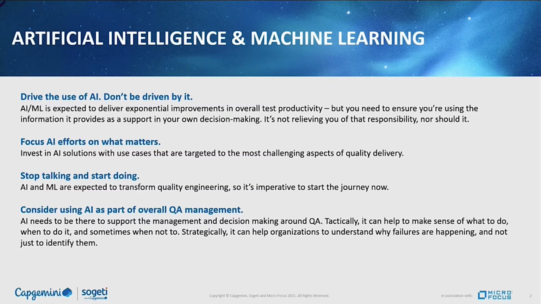So drive the use of AI, don't be driven by it. With 88% of organizations reporting that AI is now the strongest growth area within test activities, this brings a new era of quality engineering. It is no longer a question of testing more, it is a question of testing smarter. So optimize the regression suites. Focus AI efforts on what matters.